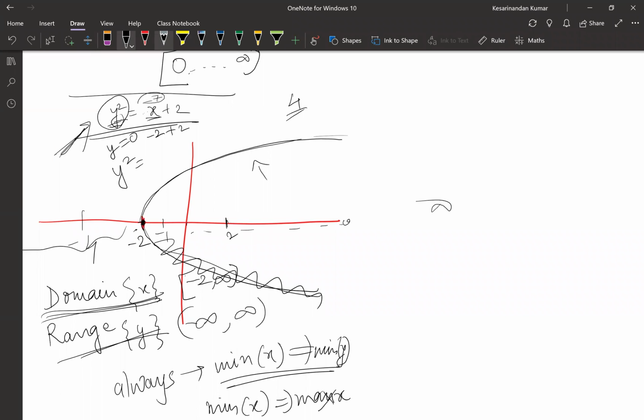Because x will tend always to infinity, no? So y can take any value. Is this part clear, guys? Everyone?